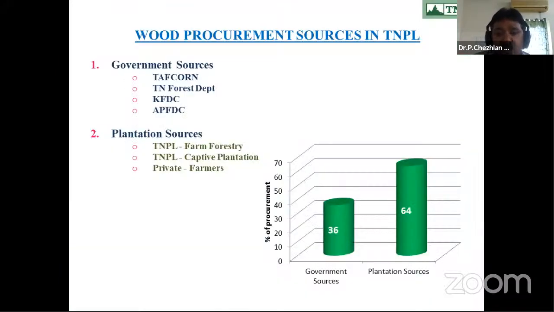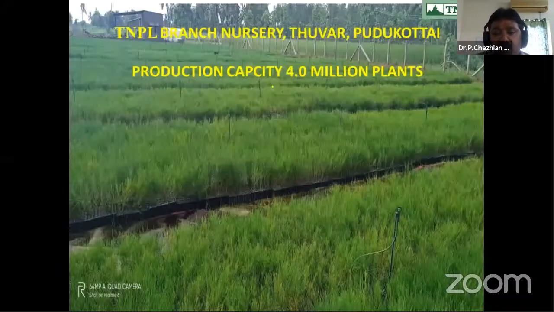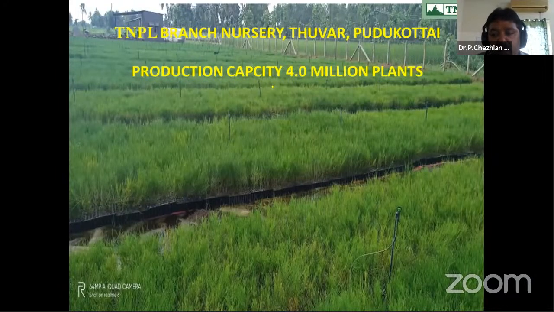This is our nursery setup. So in total we have 5 nurseries. This is actually unit 1 and 2. We have a mist chamber setup, and we are producing almost 50 million clonal plants and dispatching them throughout Tamil Nadu.